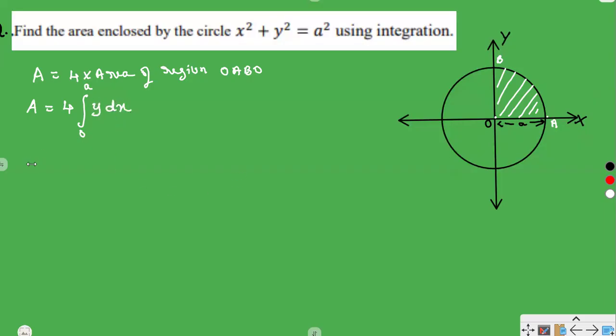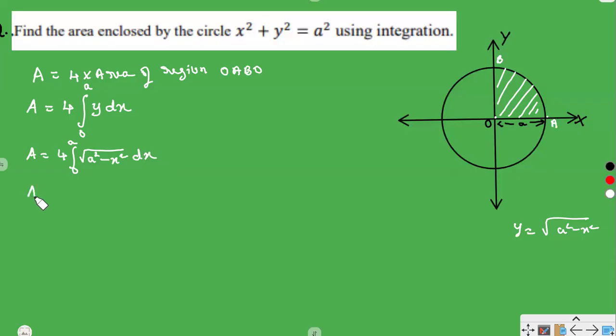Now next we have to find what y is. You can always remember it like this. The y comes from x square plus y square equals a square, so y square equals a square minus x square. But you don't have to do all these things. You just remember y equals root of a square minus x square, because that is the formula we are going to repeat for the rest of the question. So this is root of a square minus x square dx.